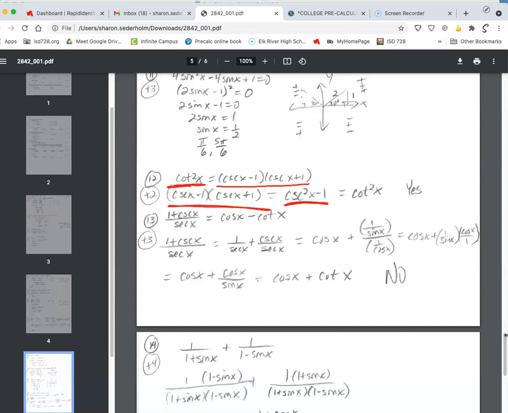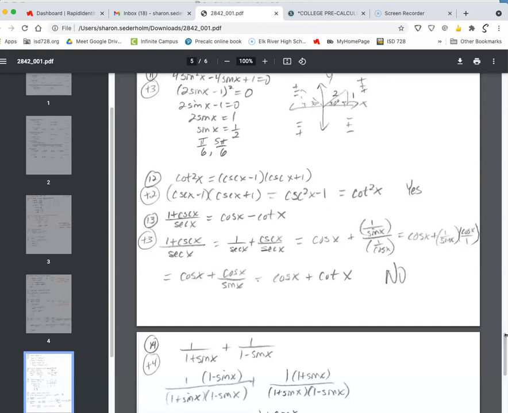The other way I saw people do this was to start with the right-hand side, which in fact that's what I did over here, which was taking cosecant x minus 1 times cosecant x plus 1, because that's our sum and difference formula. That gives you cosecant squared x minus 1, and then you use the Pythagorean identity and get cotangent squared of x. And yes, that means it works because that was the other side. Now, number 13 takes some more work to get to that part.